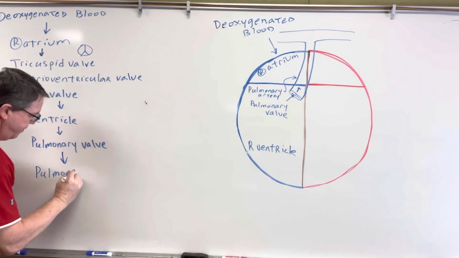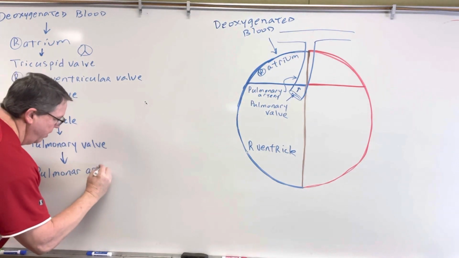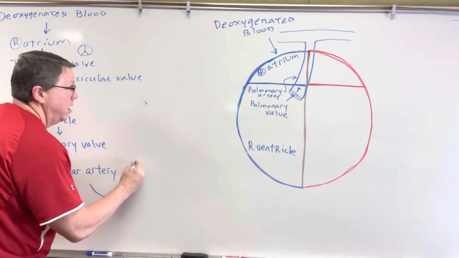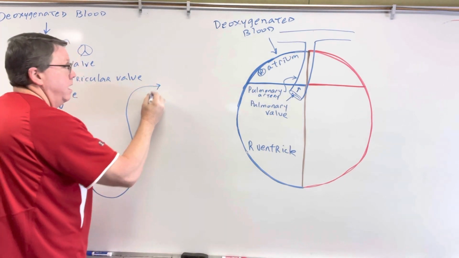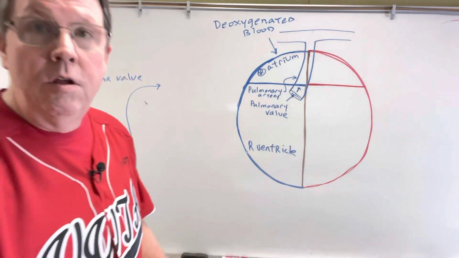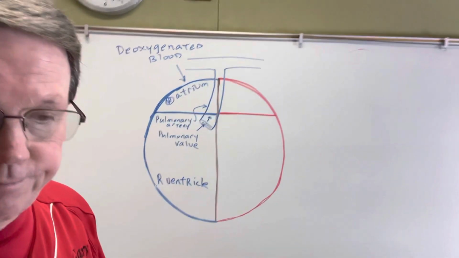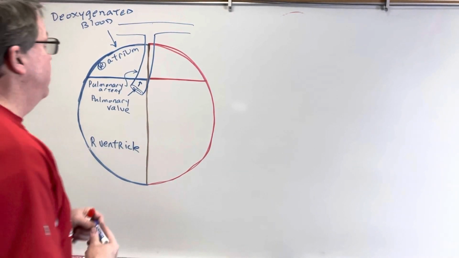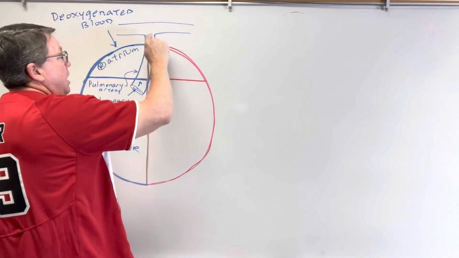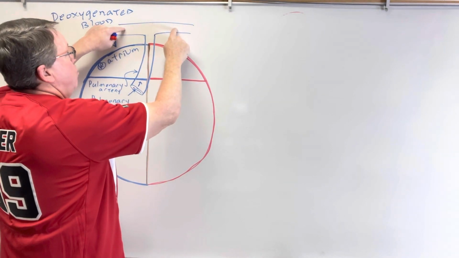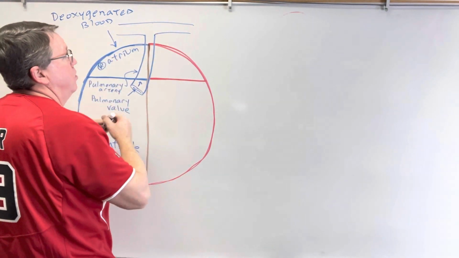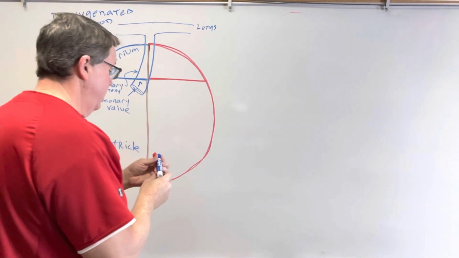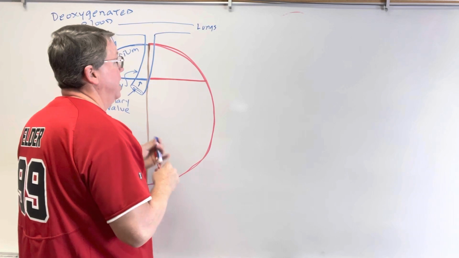Now remember, arteries carry blood away from the heart. And then from the pulmonary artery, it's going to split into the left and right pulmonary arteries, and it's going to go to the lungs. Now in the lungs, it's going to get oxygen.